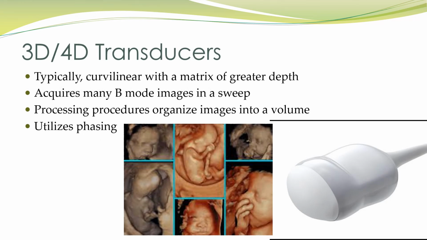Then we have our 3 or 4D transducers. Now these really are like our curvilinears, except rather than just having a shallow depth of our matrix, they would thicken up that depth and make the matrix much, much broader. This would use phasing basically to stimulate acquisition of layers and layers of information that would then be oriented in a volume. That volume would allow processing to occur and would allow the operators to scan through all the volume, or even to come out to the surface of the volume and look at a surface rendering like we see in this baby here.